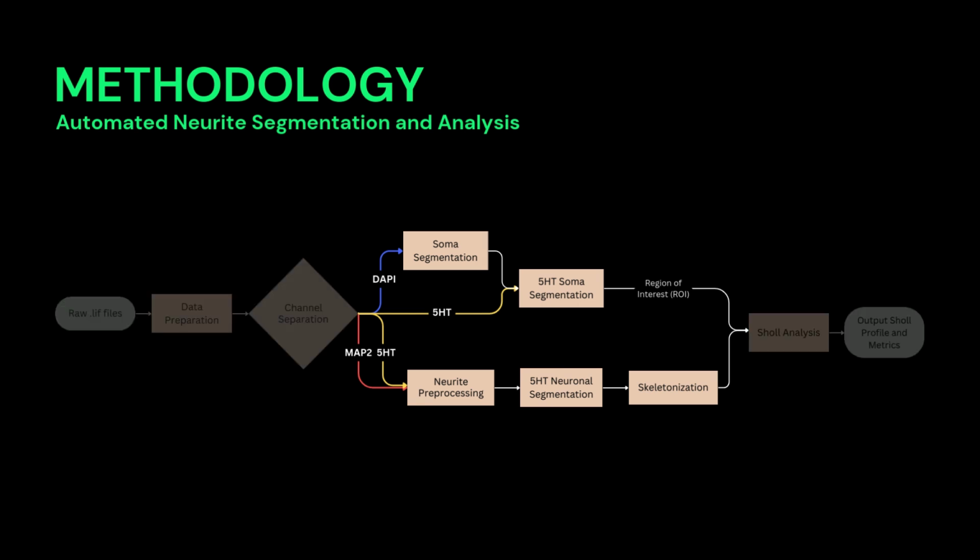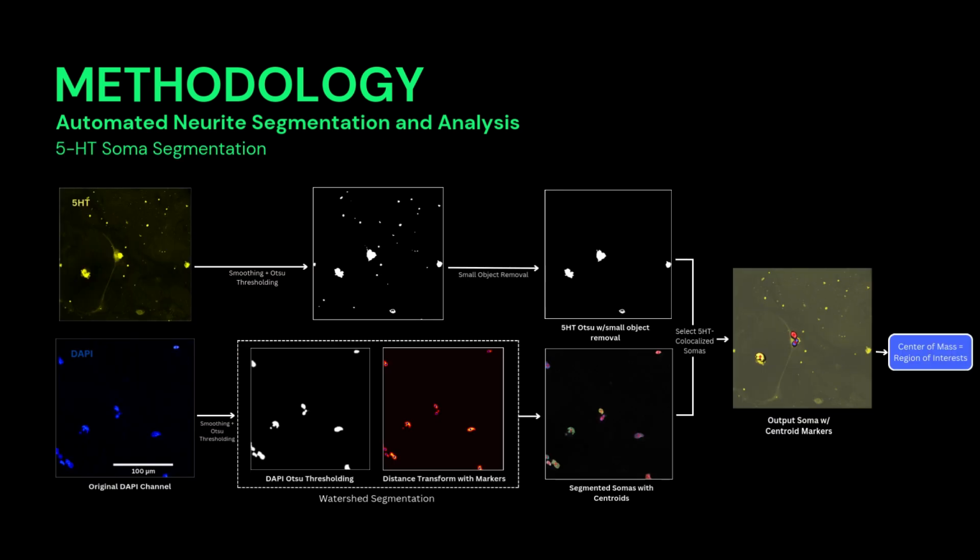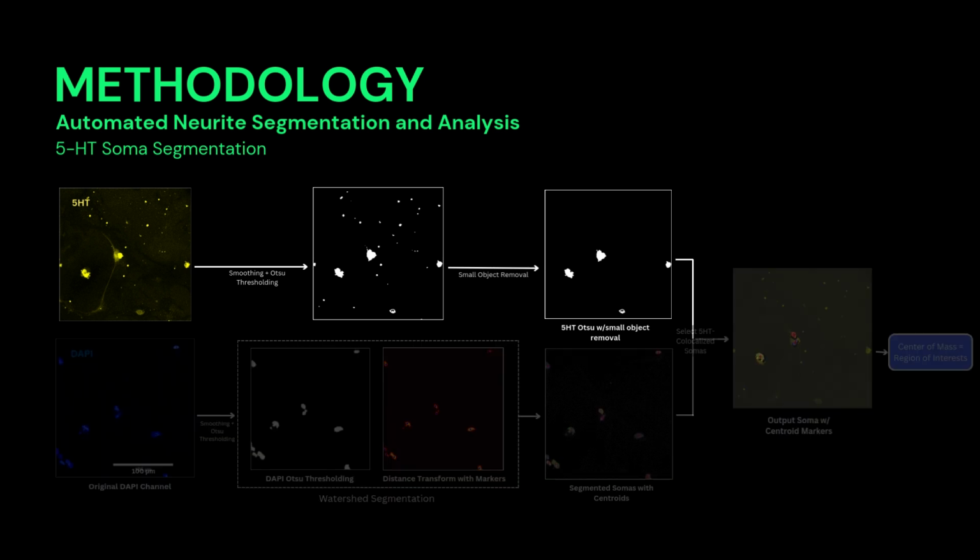So just for the sake of time, we will only be talking about the key blocks in the middle. Firstly, we need a way to segment serotonergic somas. We follow three main steps. First, we apply auto-thresholding to the 5-HT channel to segment the strong 5-HT somatic signals, followed by the removal of small objects to further refine this segmentation.